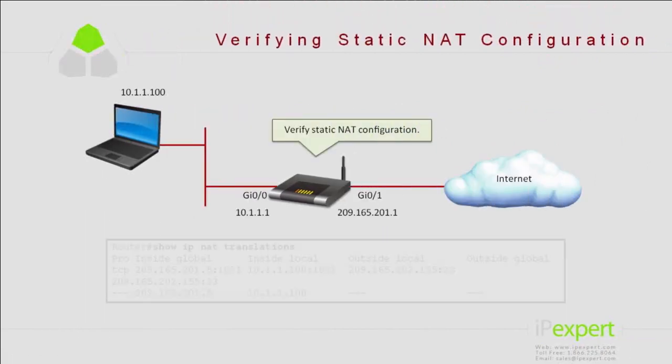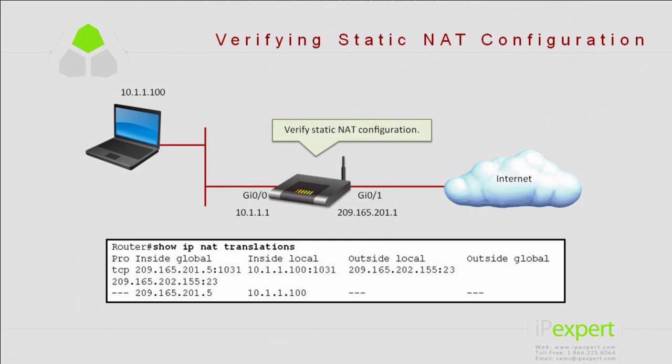Now, how do we verify this process? Well, we use the command show ip nat translations. And what this is going to do is give us the values that we configured.